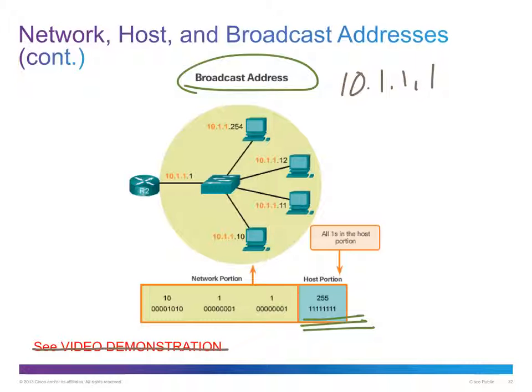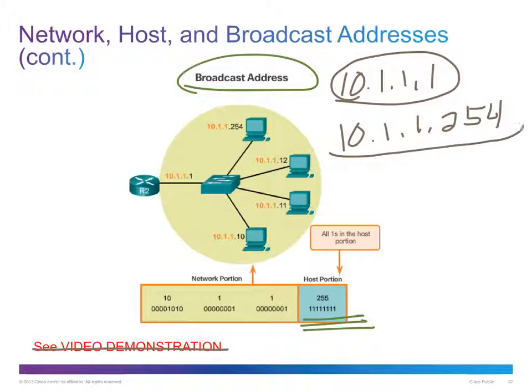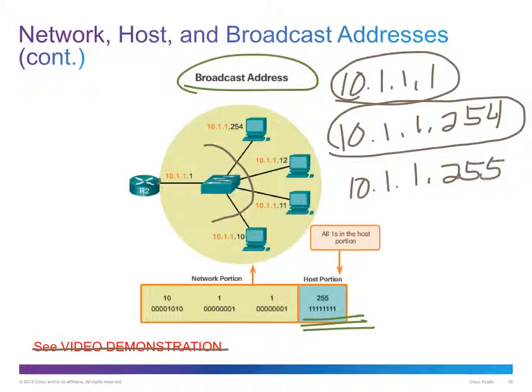10.1.1.1 is the first host address. Okay, 10.1.1.254 is the last host address. Those are all host addresses, including the router and all the rest of these. However, you know, all those 200 and whatever you can put on there. And then we have 10.1.1.255. That's the broadcast.